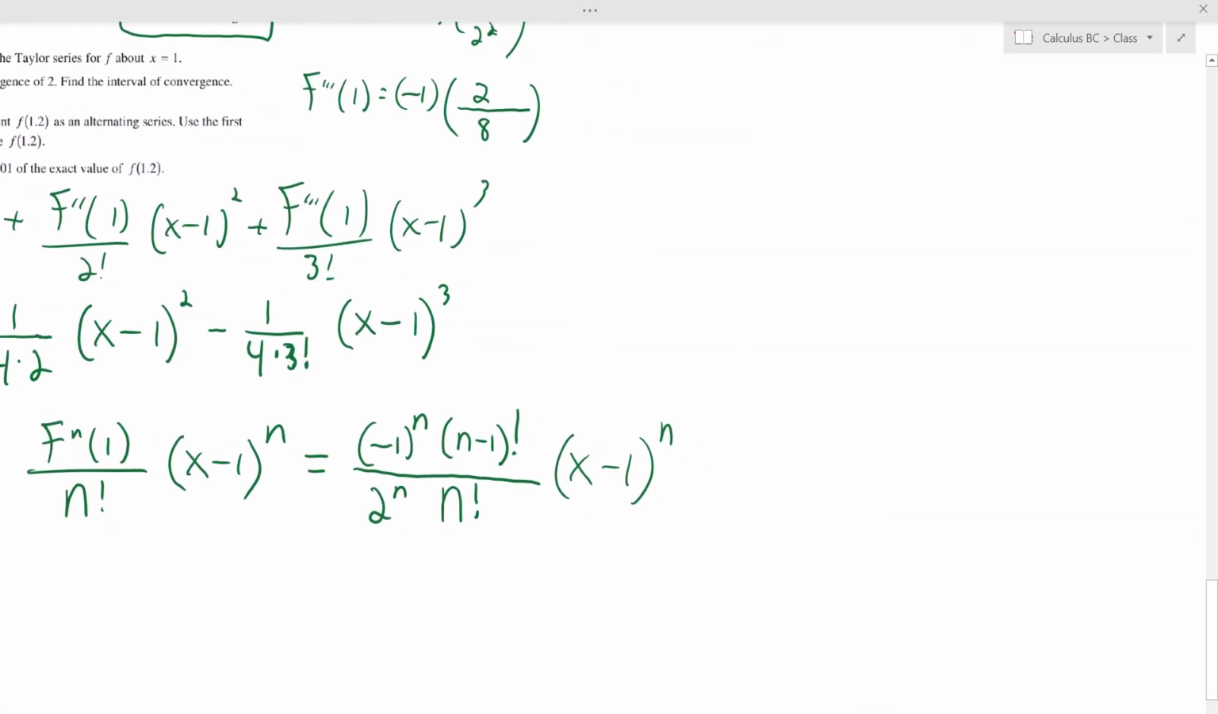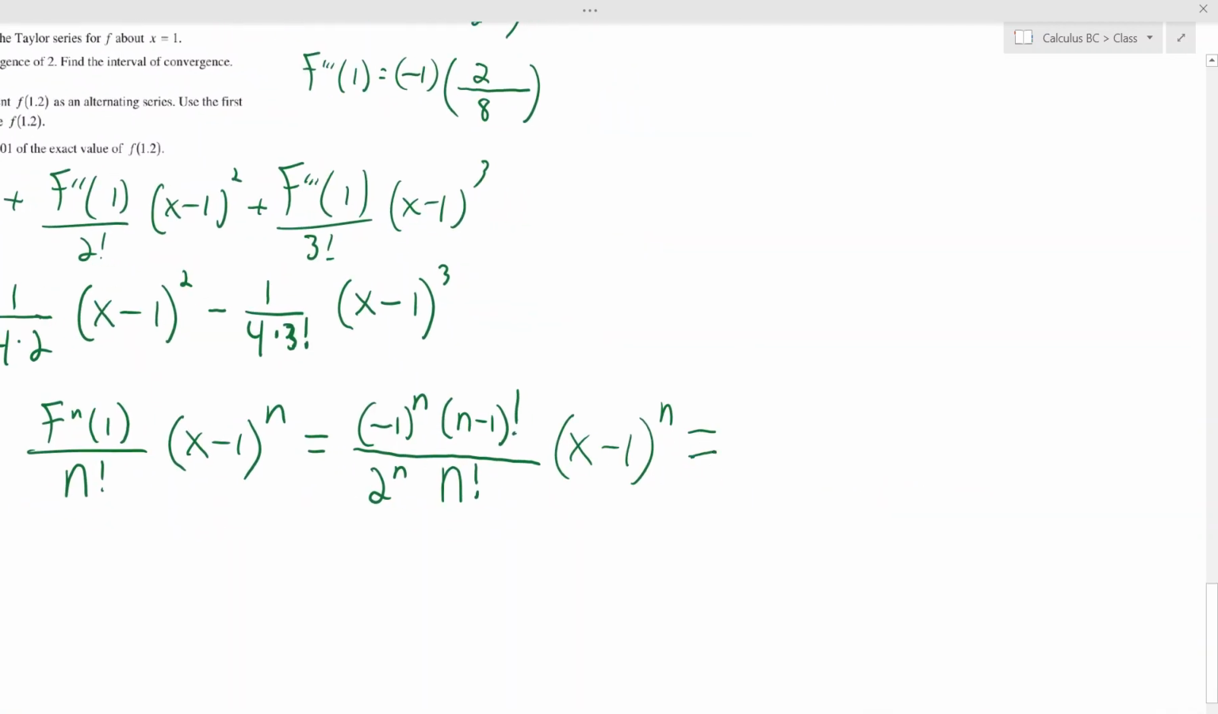But any Calc BC student who's good knows that those factorials are going to cancel out. So this is just 2 to the n times n.